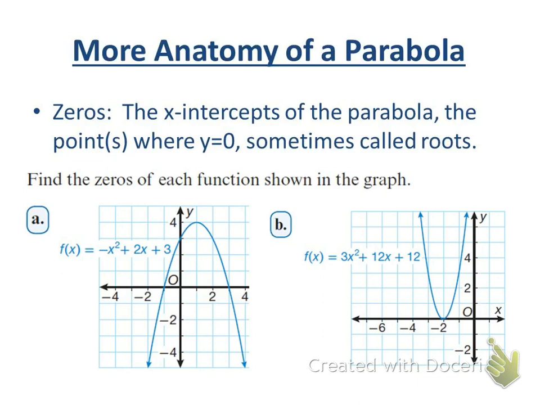What's the x-intercept here? -2, right? So the x-intercept, the zero, is -2. Does everybody see that? Sitting right on the axis. Where does it cross the axis? This one crosses at -1 and positive 3. So that's the two zeros. This one crosses only one point, and that is at -2. So that's the x-intercepts, the zeros, the roots of the parabola.